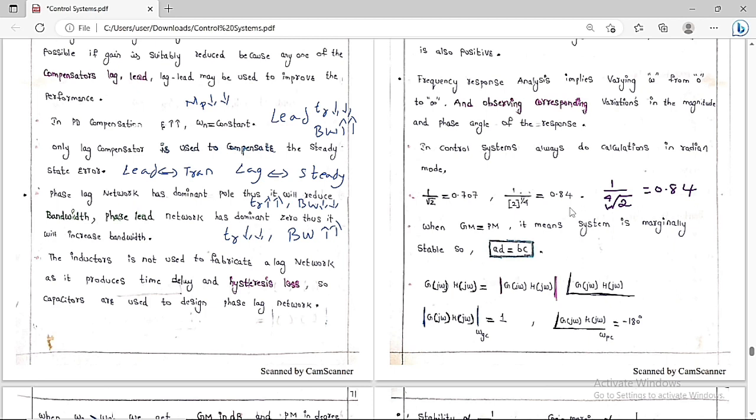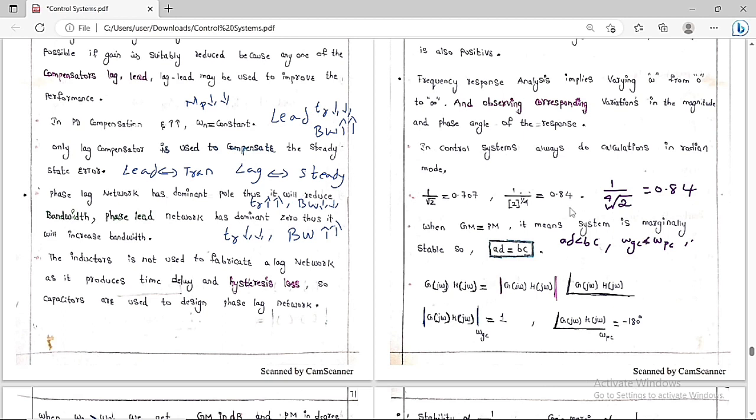The next point is, when gain margin is equal to phase margin, it means that the system is marginally stable. So AD is equal to BC. I have already told you, suppose the characteristic equation is AS cube plus BS square plus CS plus D, then if AD is less than BC, the system is said to be stable. And also some more points in stability: the gain crossover frequency is lesser than the phase crossover frequency, and the gain margin and phase margin are both positive.